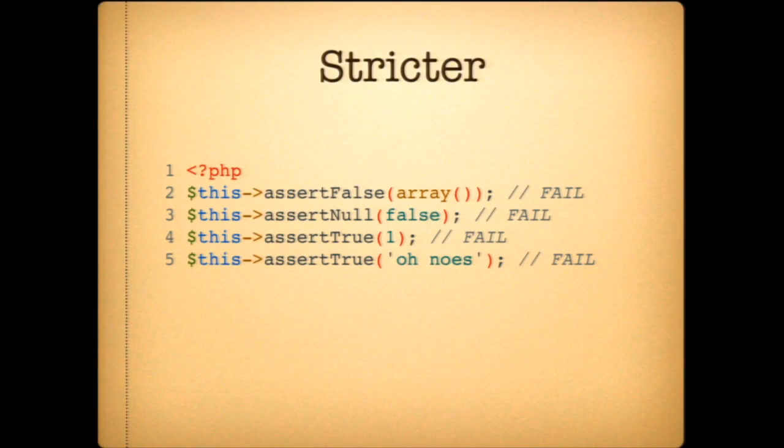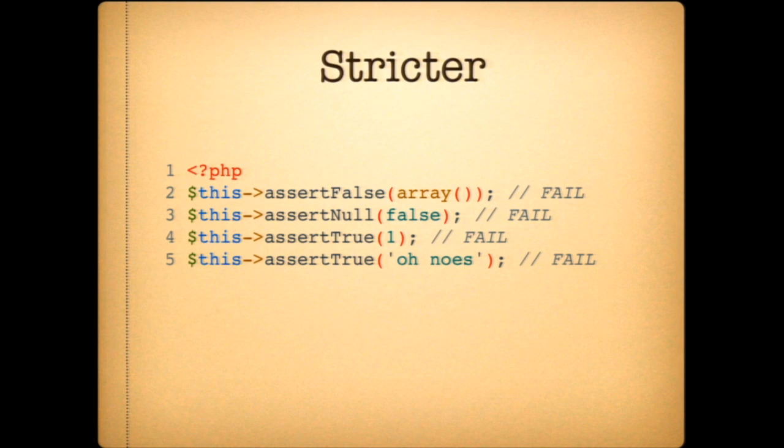So assertions are stricter. You can see all of these tests would pass in SimpleTest. All of these tests fail in PHPUnit. So when you're upgrading your application, you may be doing things like assert that save returns true. Well, save actually returns an array, which is truthy, but it's not true. So assert false on an array will fail. It'll say an array is not a Boolean false. This is bullshit.